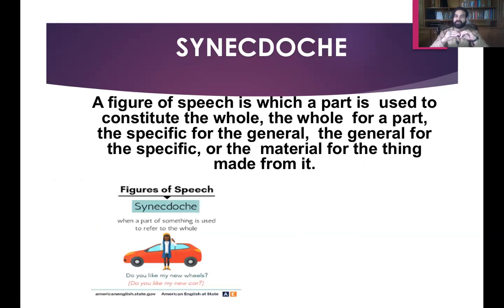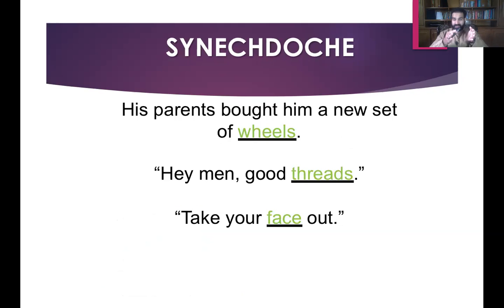Synecdoche is a figure of speech in which a part is used to constitute the whole, or the whole for a part, the specific for the general, or the material for the thing made from it. So it's like when a part of something is used to refer to the whole. Like in the example in the picture down here: do you like my new wheels? That doesn't mean that we actually have to look at the wheels. Rather, that girl is asking about the car. So a part is shown as a whole thing.